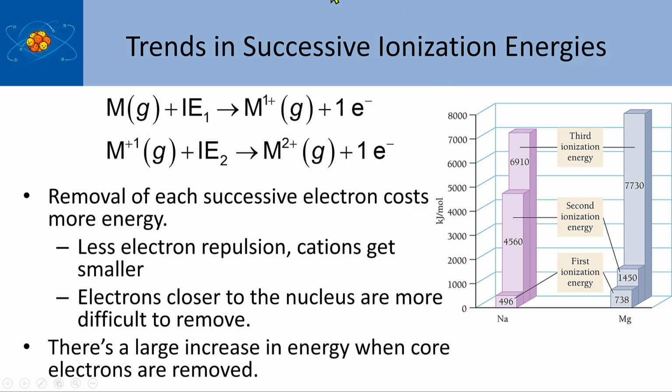Basic rule is successive ionizations cost more energy. So every time you try to take off another electron, it's going to cost you more energy for a couple of reasons. You're left with a positive charge after you take the first electron, and so the atom actually shrinks because there's less electron-electron repulsion. Remember, cations are smaller than their corresponding atoms, which also means the electrons are closer and more strongly attracted. And the more strongly attracted just means the second ionization energy will be larger.